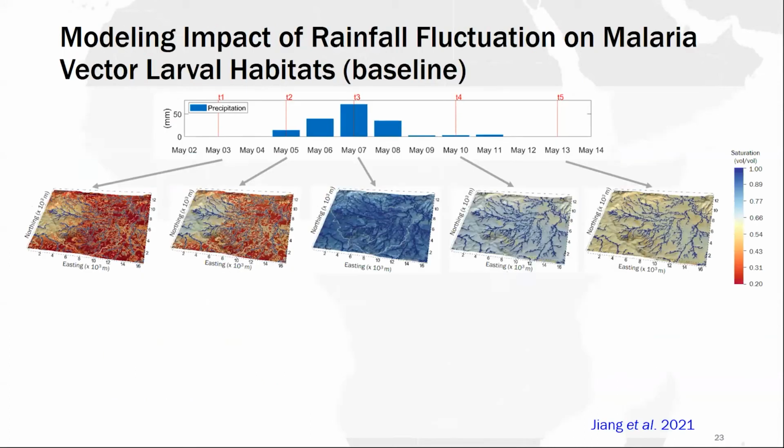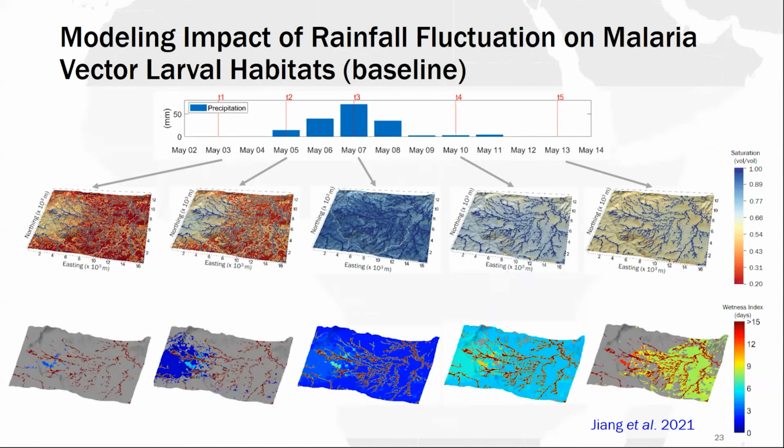Here shows the baseline result, natural rainfall fluctuation without irrigation. During the 10-day period modeled, there was a rainfall event in the middle of the week with a peak daily rainfall of 40 to 70 millimeters of water. Soil saturation index was low before the rainfall event and increased with the rain in the middle of the week.